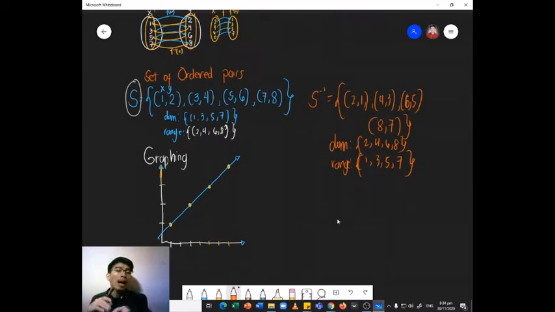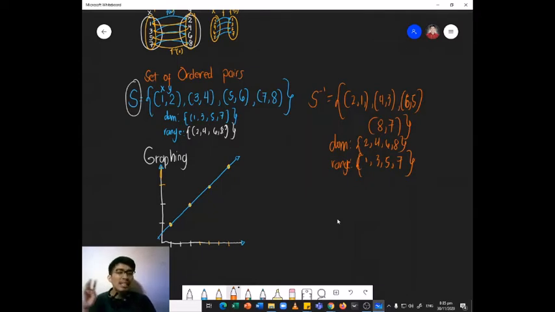Okay, so now, how are you going to know if this certain graph has an inverse or it doesn't have an inverse? Again, how are you going to know? We are going to use some tests that will test your certain graph if the graph contains an inverse or it doesn't have an inverse.